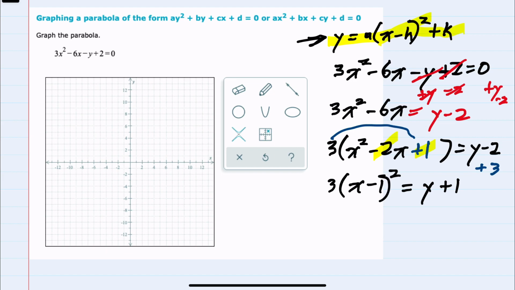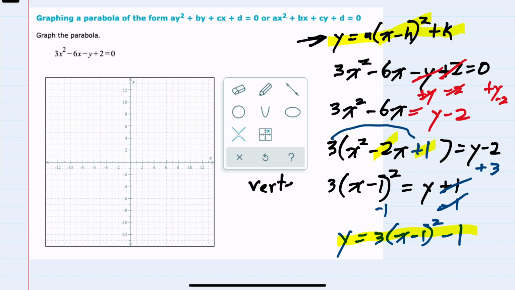And now we can solve for y to get this standard form. I would subtract 1 from both sides, and then just writing the y side first, I have y equals 3 times x minus 1 squared minus 1. Now that we have standard form, I can tell that the vertex, which is h, k, our h is what's being subtracted from x. So here h is 1, k is what's being added to the x squared side. In this case, we're adding a negative 1. So we have our vertex. It is at 1, negative 1.